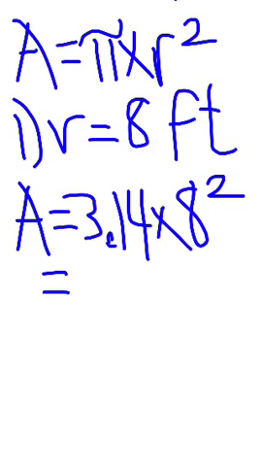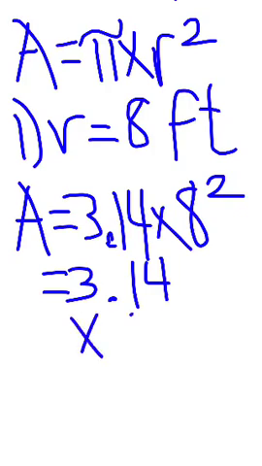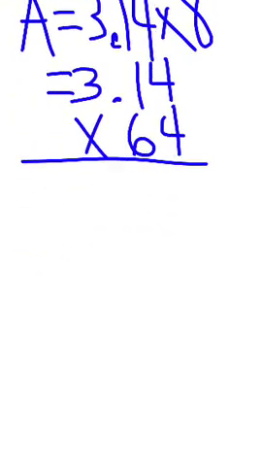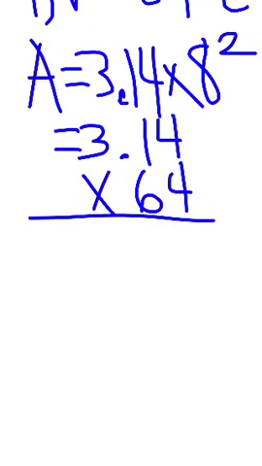Follow your order of operations. We would have to square 8 first before we multiply. So we have 3.14 times 64. Be careful when you are squaring something, you're not multiplying by 2. You're actually multiplying the base times itself. So let's multiply.